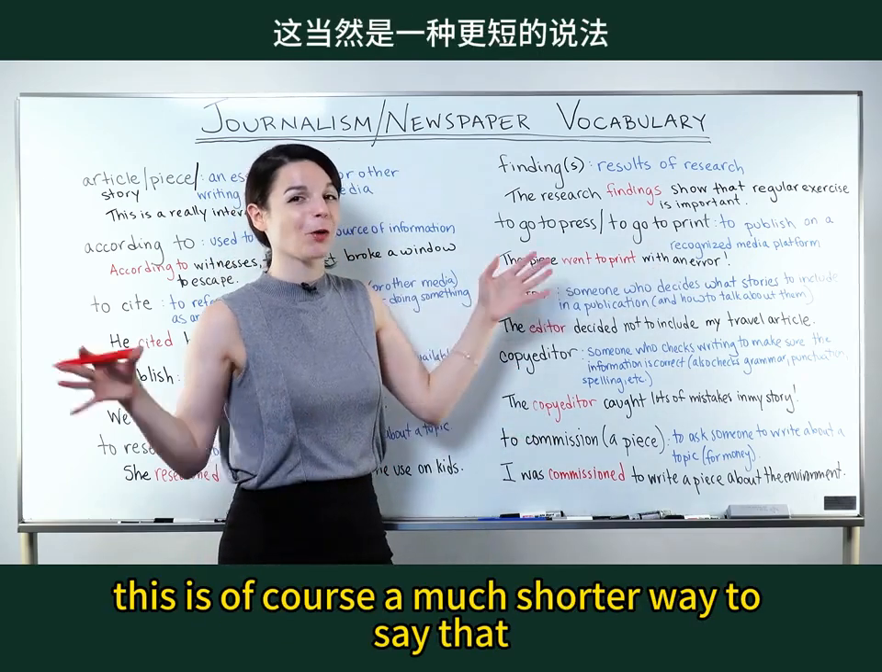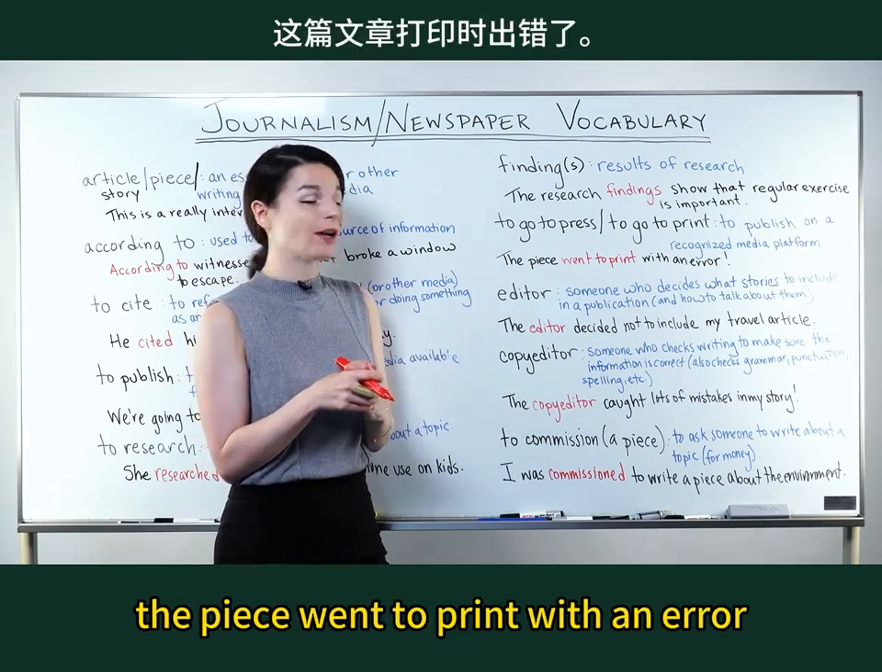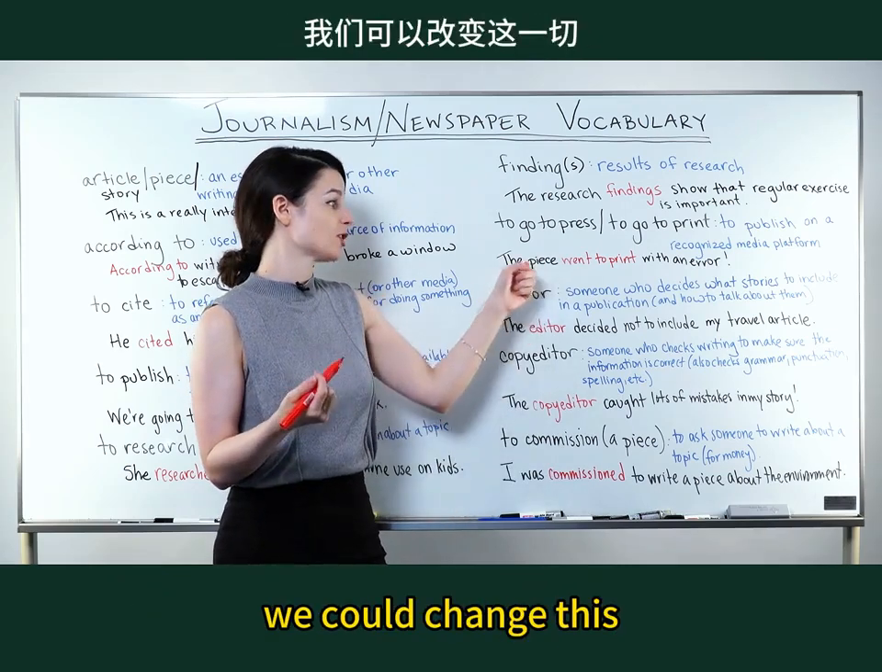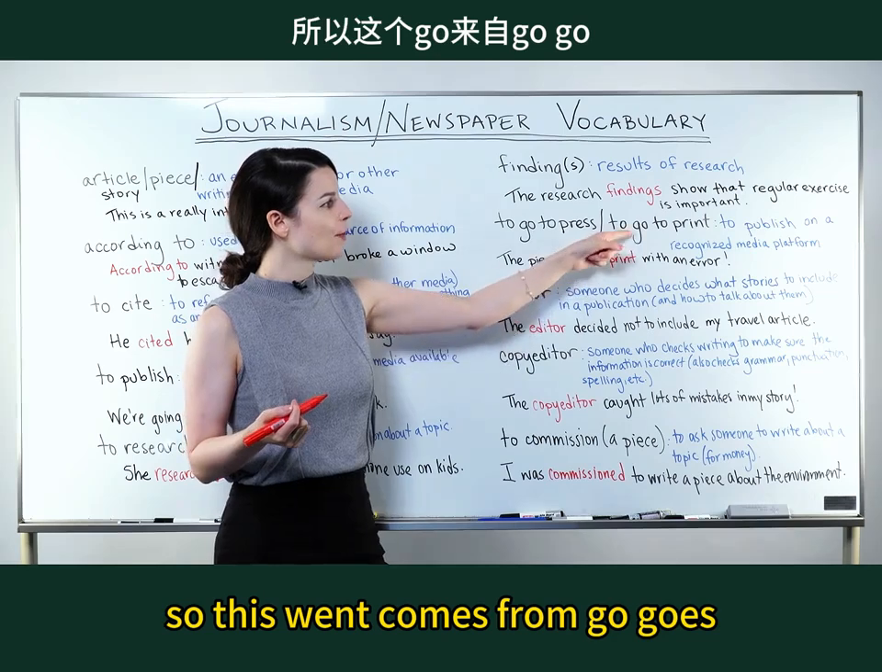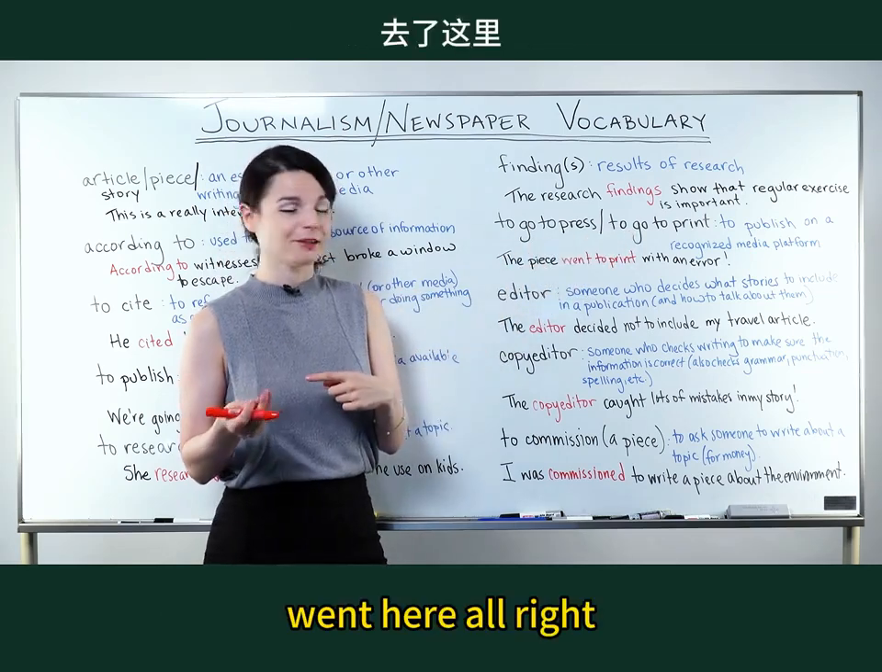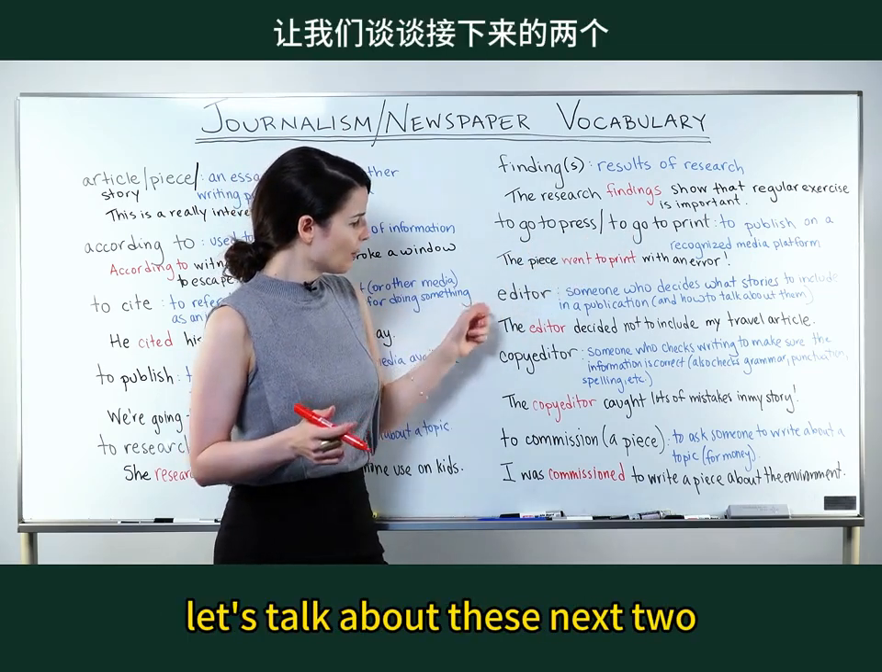This is, of course, a much shorter way to say that. The piece went to print with an error. We could change this: the piece went to press with an error as well. So this went comes from go. Go becomes went here. All right, let's talk about these next two.